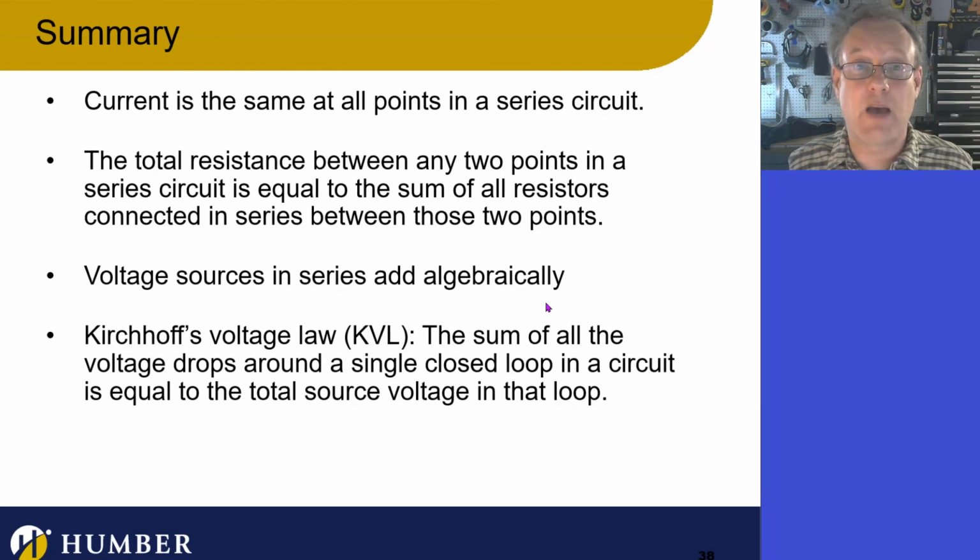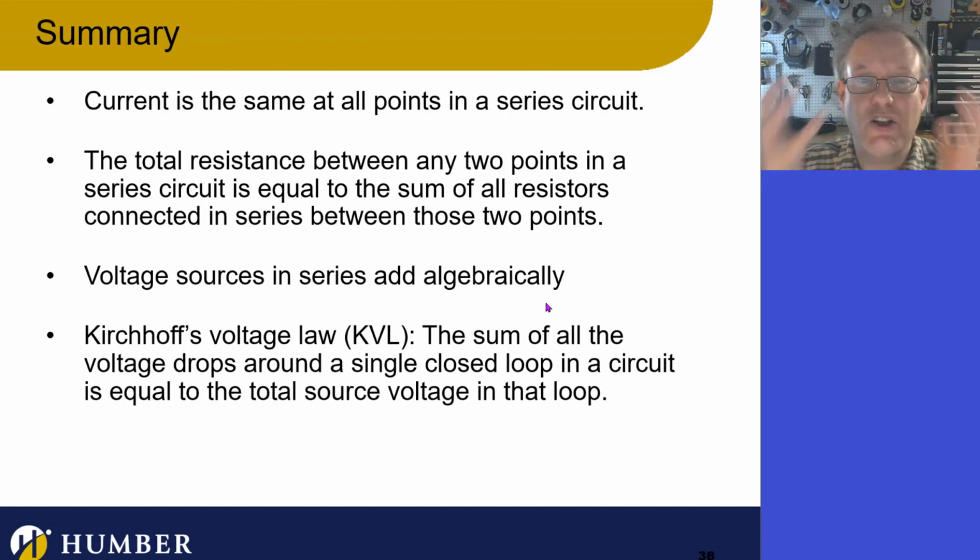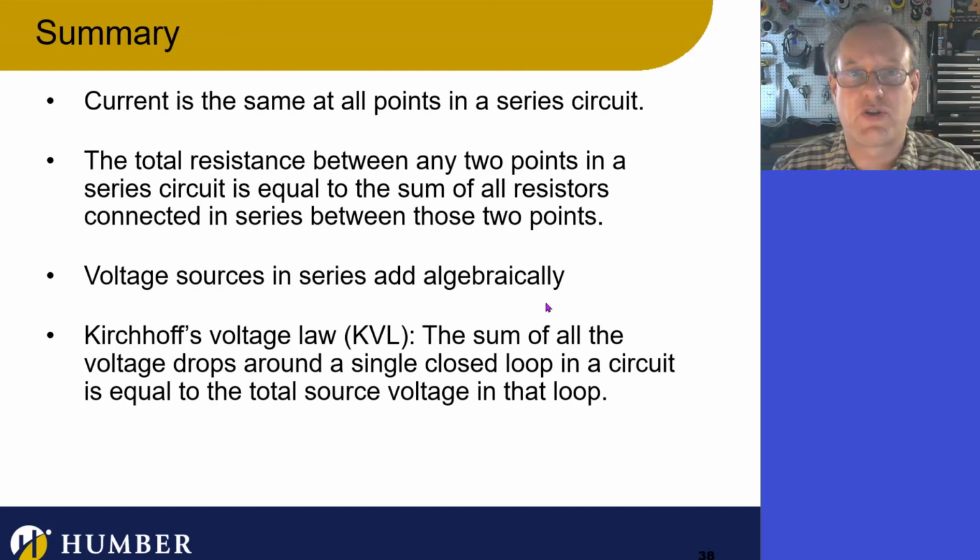So in summary, what we've discussed so far is that the current is the same at any spot along the way in a series circuit. And the other is that the total resistance between any 2 points is the sum of those resistors, plus the total resistance of a whole circuit is the sum of all of those. Voltage sources in series just add up.